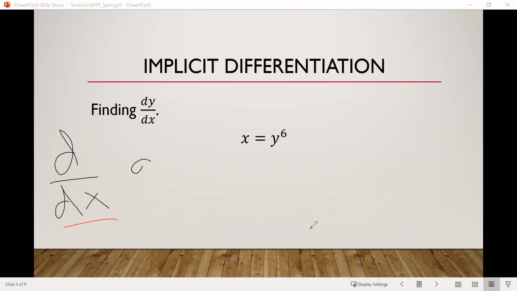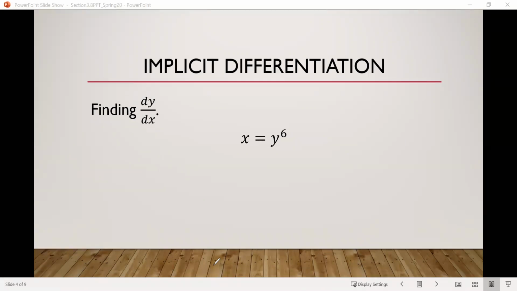But here they want us to find dy dx, which what this is really saying when it says that is the derivative of y with respect to x. So we want to find the derivative here, kind of with the assumption that y is a function of x rather than x being a function of y. But that might seem a little hard to do because of the way this function is set up. So what can we do? Well, one thing would be to maybe try to isolate the y, so maybe take the sixth root on both sides, but that gets a little messy. So this is where this idea of implicit differentiation comes in.